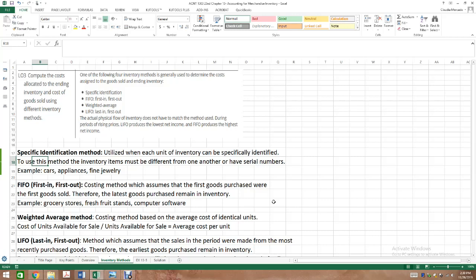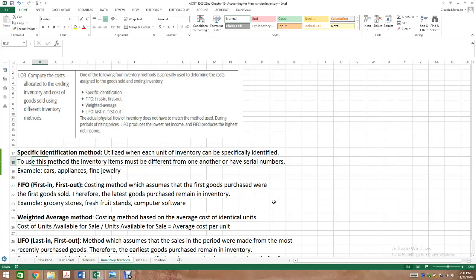Okay, we also have FIFO, which stands for first in, first out. So what does that mean? The first items that you purchase are the first items that you're selling. That's what it means. So this is a costing method that assumes that the first goods purchased are going to be the first goods sold. So you're always going to be selling your oldest merchandise first, okay? That means that you're always going to have in your warehouse the newest purchased inventory. Whatever you purchased last is what you should have in your inventory, okay?